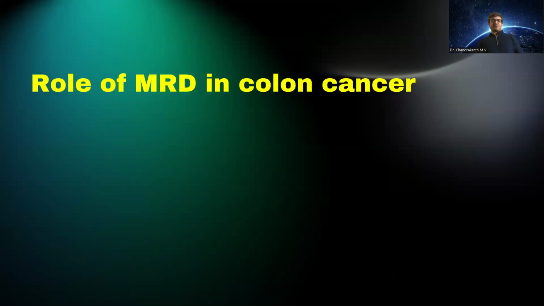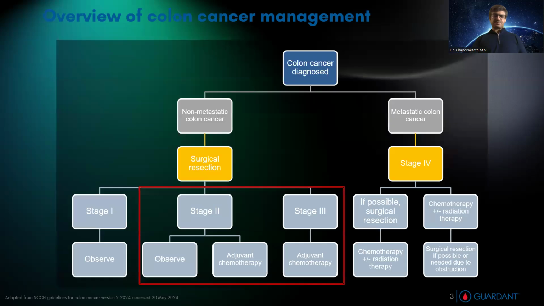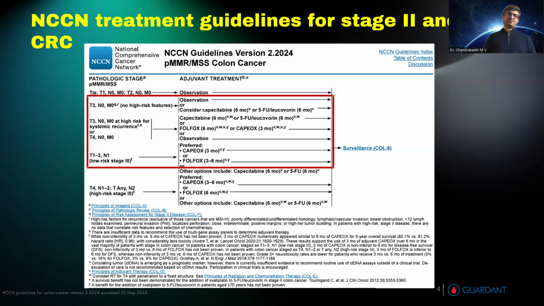Okay, role of MRD in colon cancer. We all know there is an issue with stage 2 and stage 3 disease. This is where we give adjuvant therapy, but how much adjuvant therapy to give is a question. For stage 2, that is T3N0, M0, we look at high risk factors like LVI, PNI, was there a perforation, is there inadequate lymph node dissection, MSI, and so on. They're called clinicopathologic risk factors. So the options are observation, capecitabine, FOLFOX, CAPOX, 3 or 6 months.